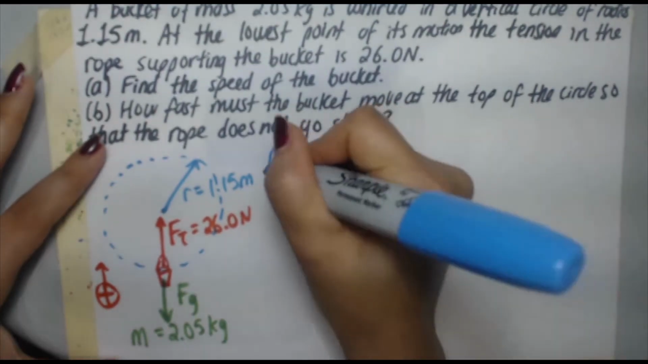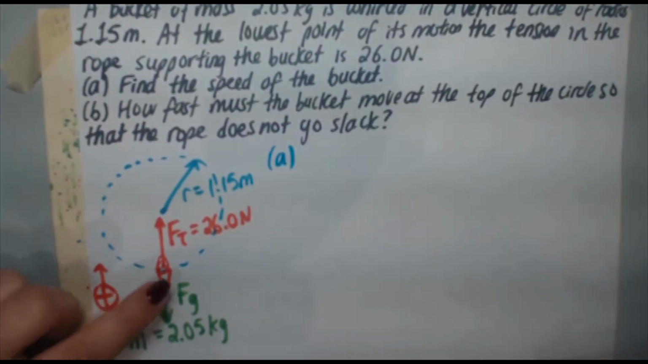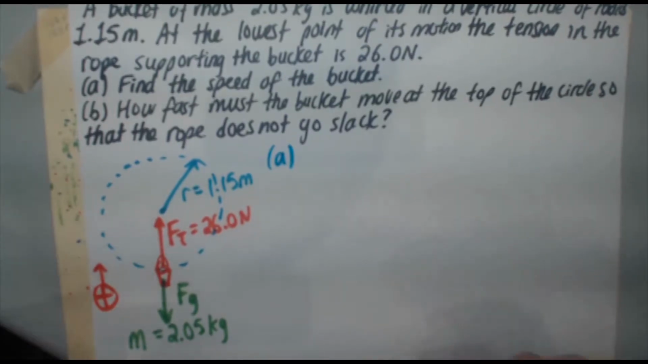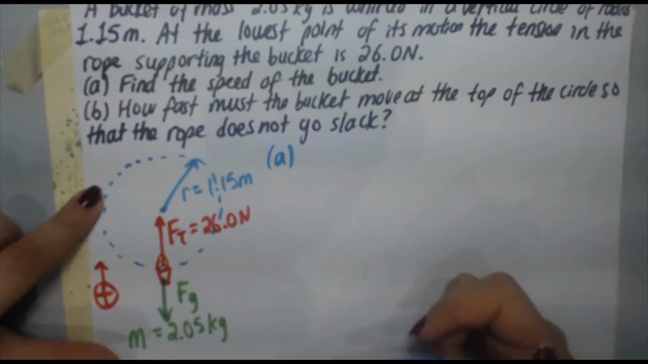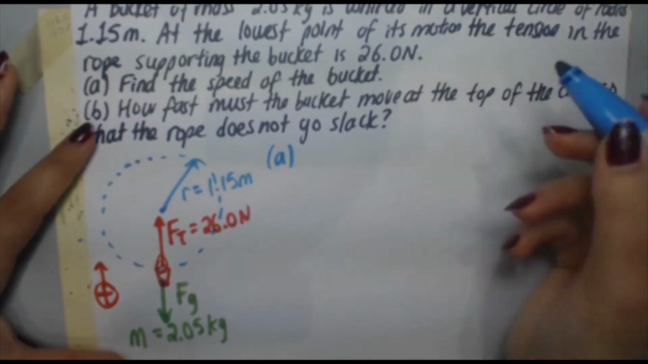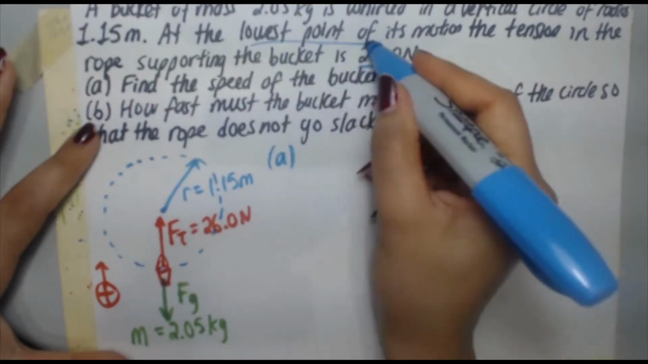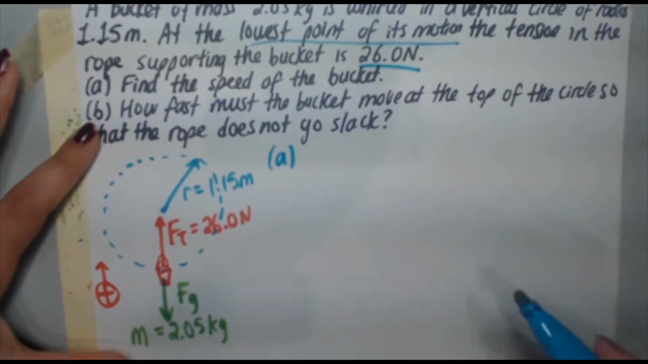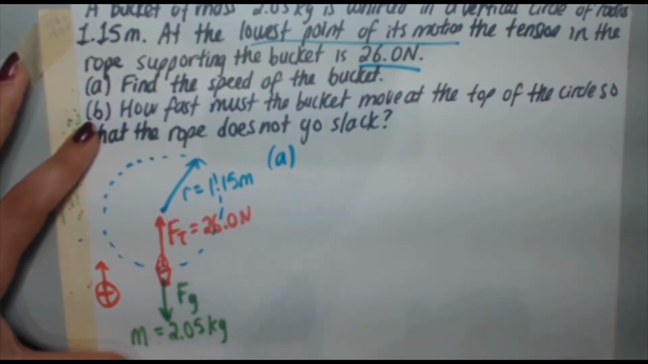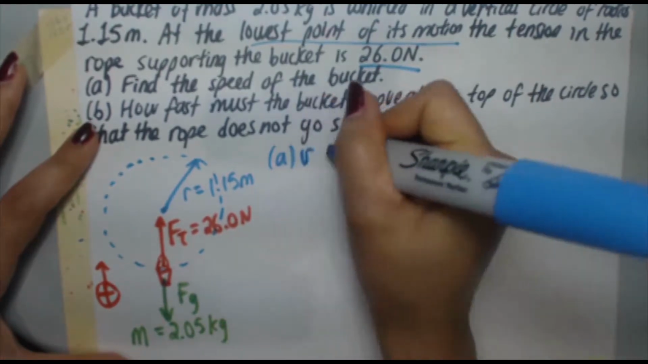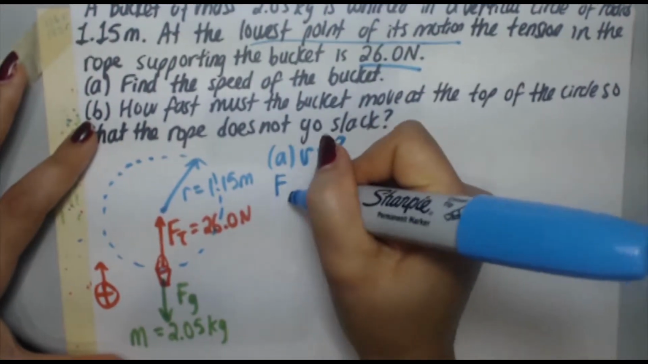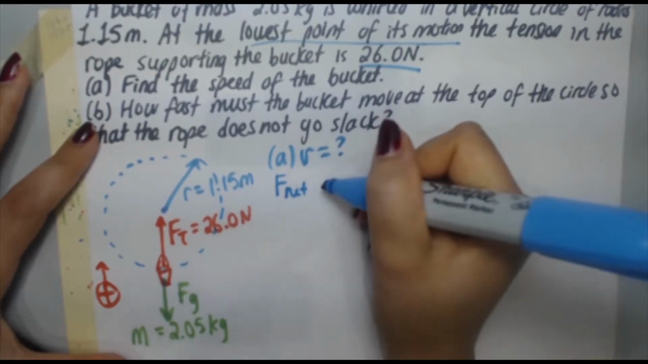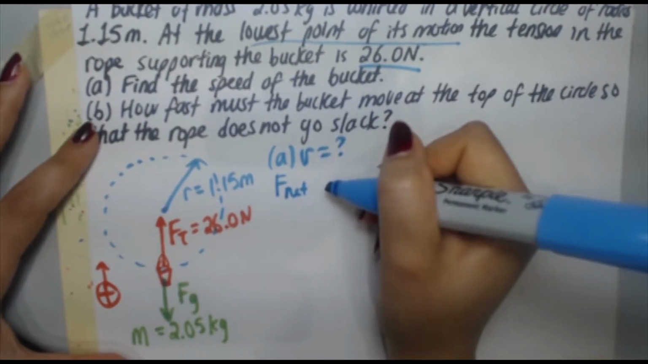So let's get started. For part A, find the speed of the bucket. Obviously, at this point, here's the thing. With centripetal motion, the speed of the bucket is going to be the same at any point along the circle. But because we have the tension at the lowest point in its motion, it makes sense for us to use that point to find the speed. Now speed is a kinematics quantity. Now we're going to use dynamics, in other words, Newton's second law, in order to find acceleration, which will then help us find the speed.